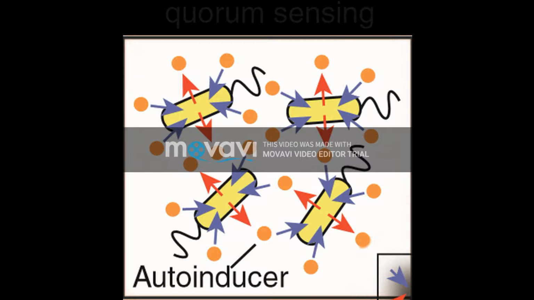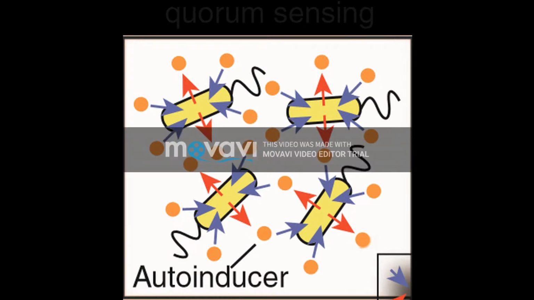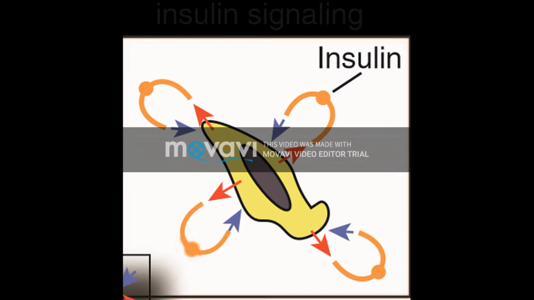Bacteria sense their group or assembly by secreting and sensing an autoinducer. Autoinducers are signaling molecules that are produced in response to changes in cell population density. As the density of quorum-sensing bacterial cells increases, so does the concentration of the autoinducer. Another example can be human pancreatic beta cells. Human pancreatic beta cells secrete and sense insulin.